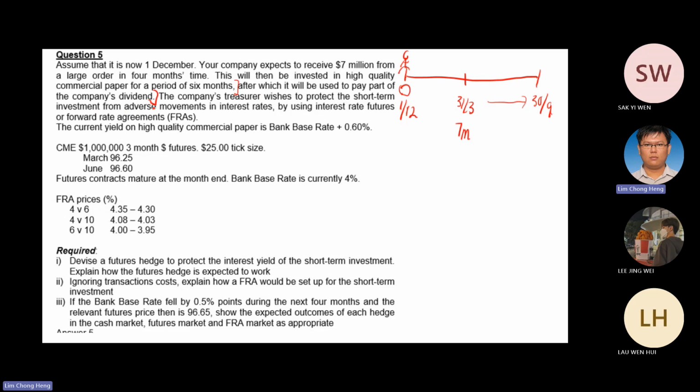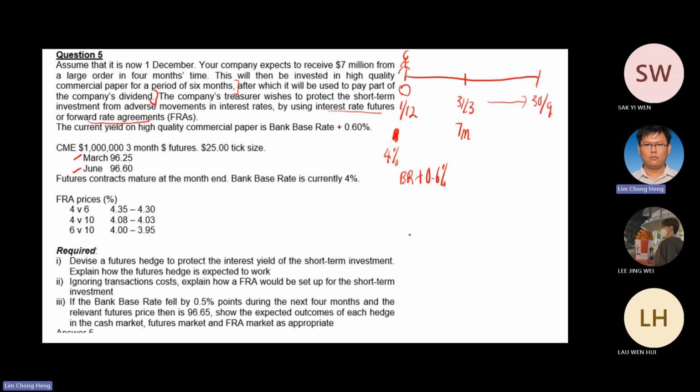Now you're the company treasurer and wish to protect the short-term investment from adverse market movement in the interest rate. Today the market interest is 4%. So you are planning to use interest rate futures or a forward rate agreement. If you're using the forward rate agreement, they pay you the base rate plus 0.6%. And if you are using the future contract, they give you like this.